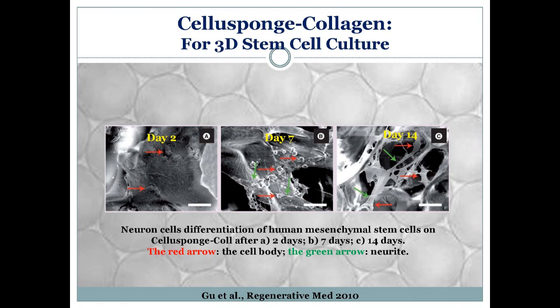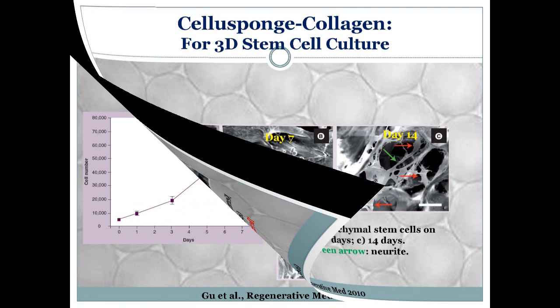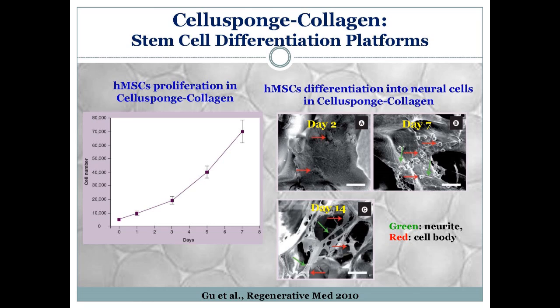We continue with cellosponge collagen. These pictures are neurodifferentiation of human MSC on cellosponge collagen. From left to right, human MSC in neurodifferentiation medium for 2 days, 7 days, and 14 days. The red arrow, the cell body. The green arrow, neurite. Cellosponge coating collagen is a stem cell differentiation platform.